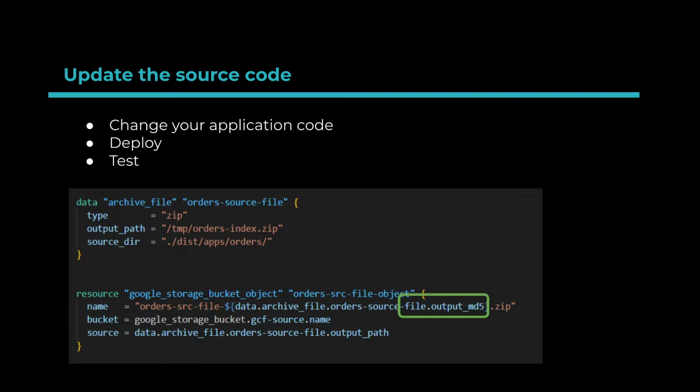Terraform has a built-in function for hashing MD5. So what you do, you zip your file, and then when you store your object, in your file name you append the MD5 hash to the name. So next time, if your source code changes, when you zip it, the hash will also change. And then the object name will be different, so Terraform will know, oh, the source code changed, go and fetch the new one, and off you go.